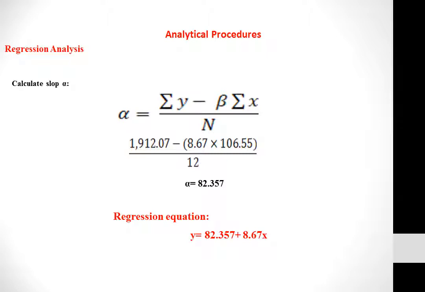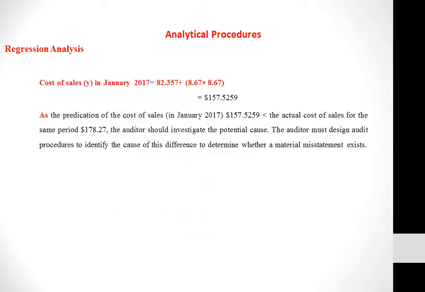When I need to get cost of sales, I should use this equation. In this example y is cost of sales and x is direct labor hours. So I use this equation to get y, cost of sales, in January 2017. He asked me to predict cost of sales in January 2017. In the next slide we will see how to get cost of sales using the regression equation. Cost of sales y in January 2017 is going to be 82.357 plus 8.67, this is B, multiplied by x, which he gave me.